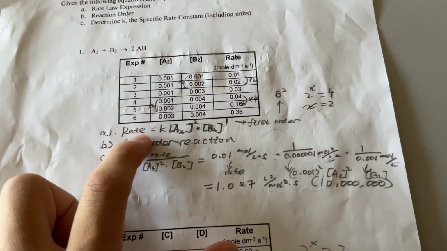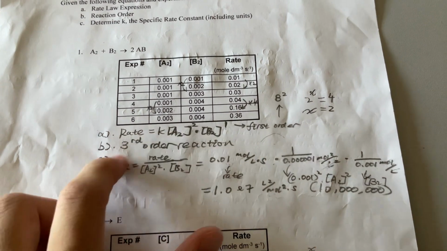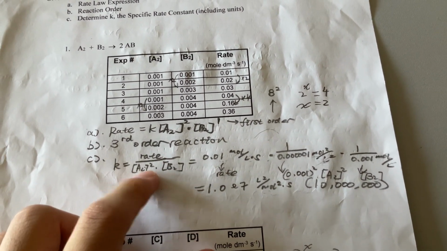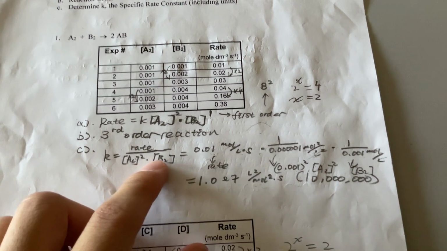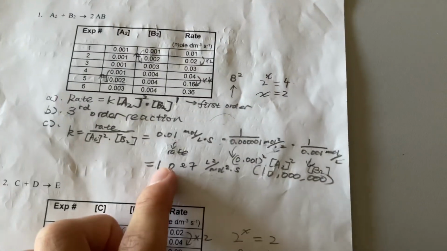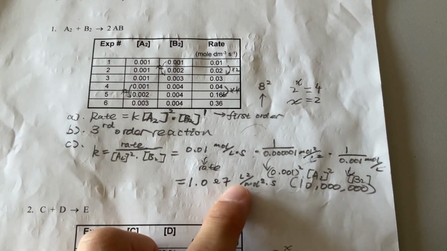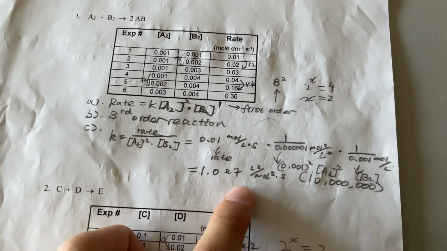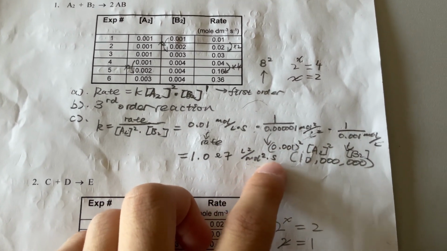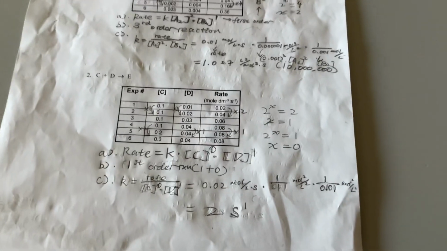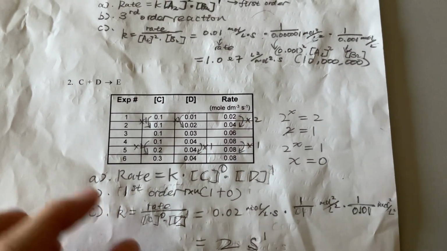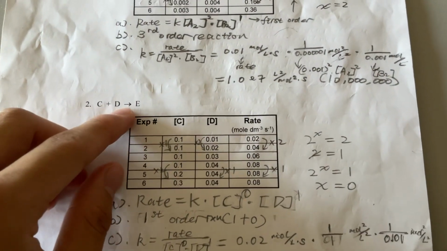Basically just plug in the values and change the orders here, and we have k equals rate over [A]^2 multiplied by [B]. So lastly, we get 1.0E7, and this is the formula we have to write, with units of liters squared over moles squared multiplied by seconds.